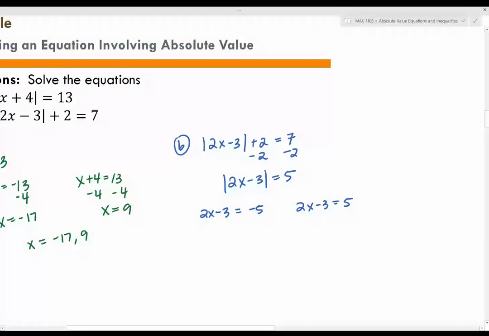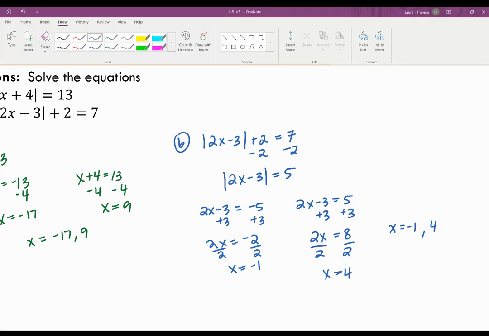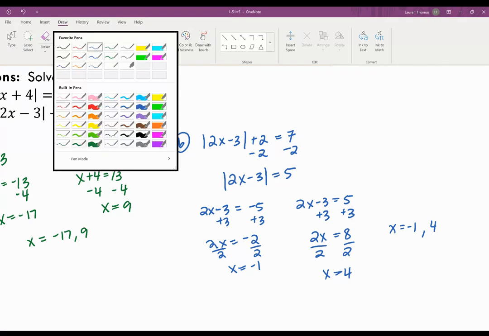All right, and we're going to solve them. So I need x by itself, so I'm going to add 3 to both sides. And then I'm going to divide both sides by 2. So x equals negative 1. I'm going to do the same thing to the other equation. So x equals 4. So for this problem, I have two answers. x equals negative 1 and x equals 4. Cool. All right, now, anytime you're solving these absolute value equations, you're going to follow those same steps.